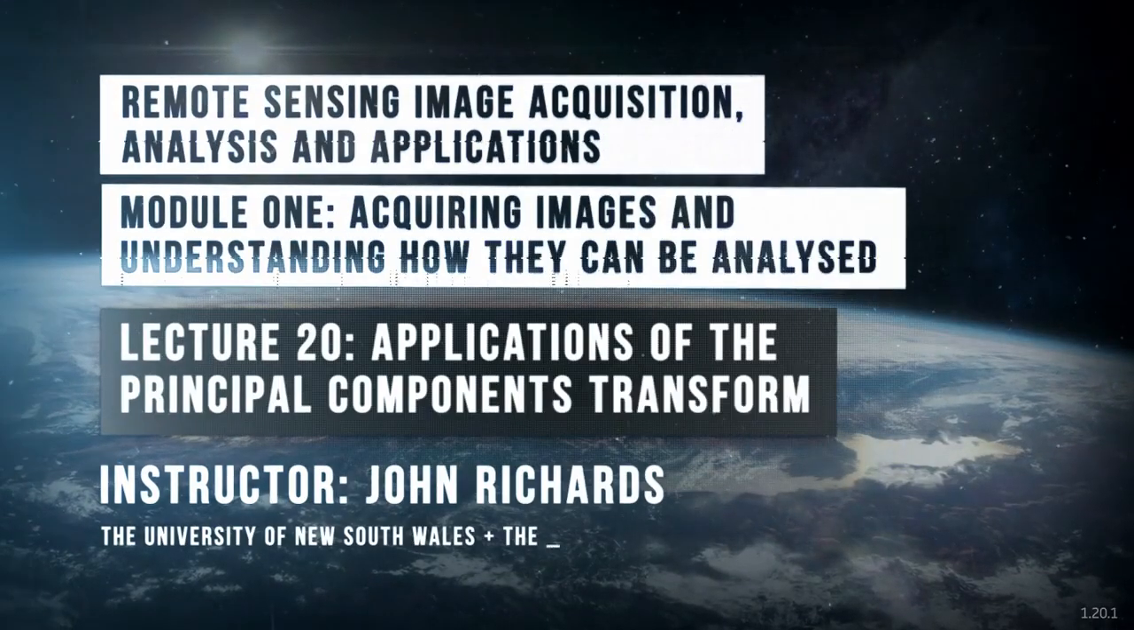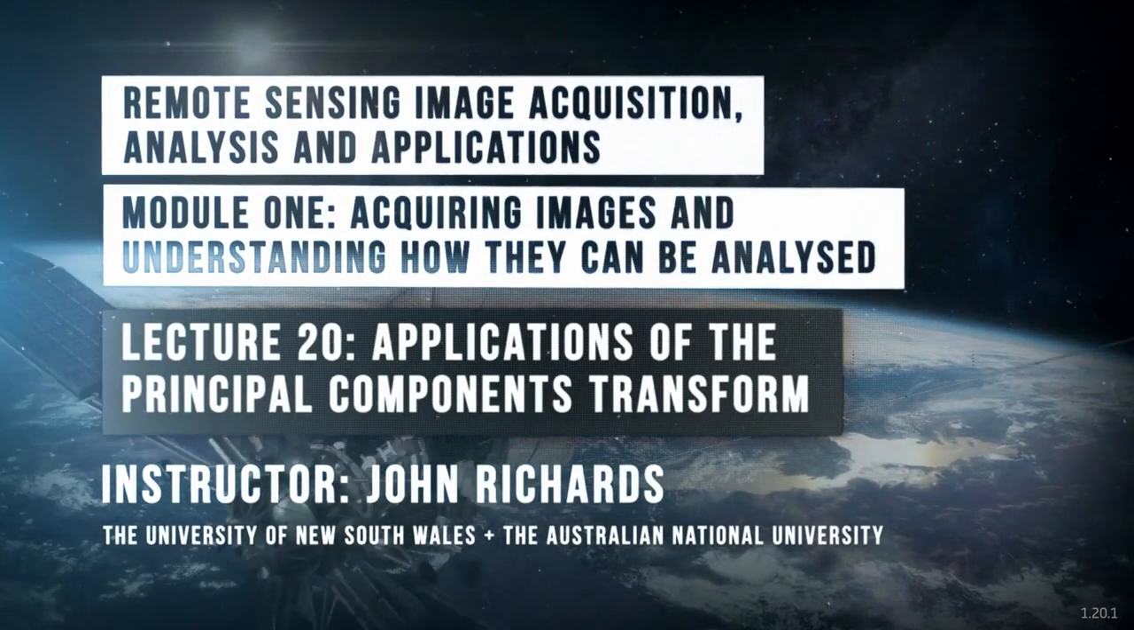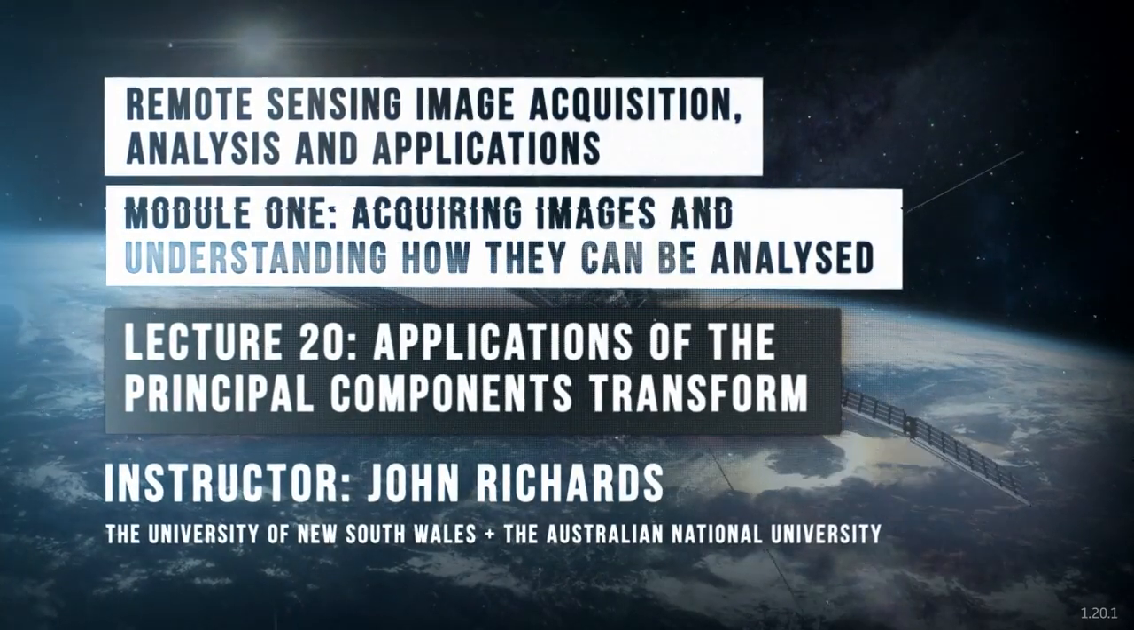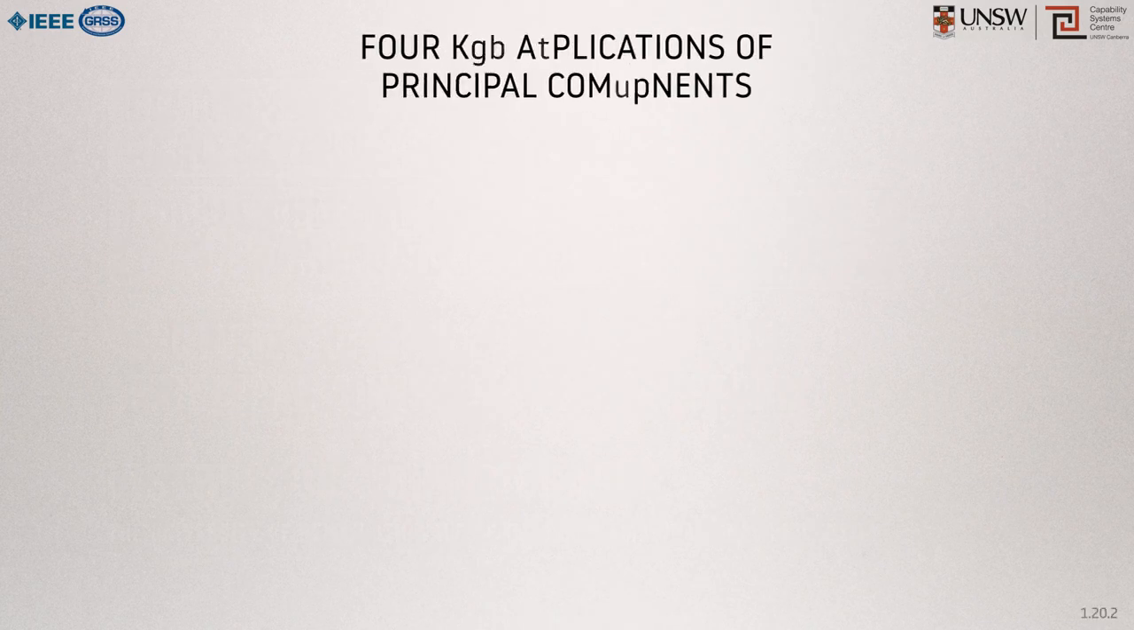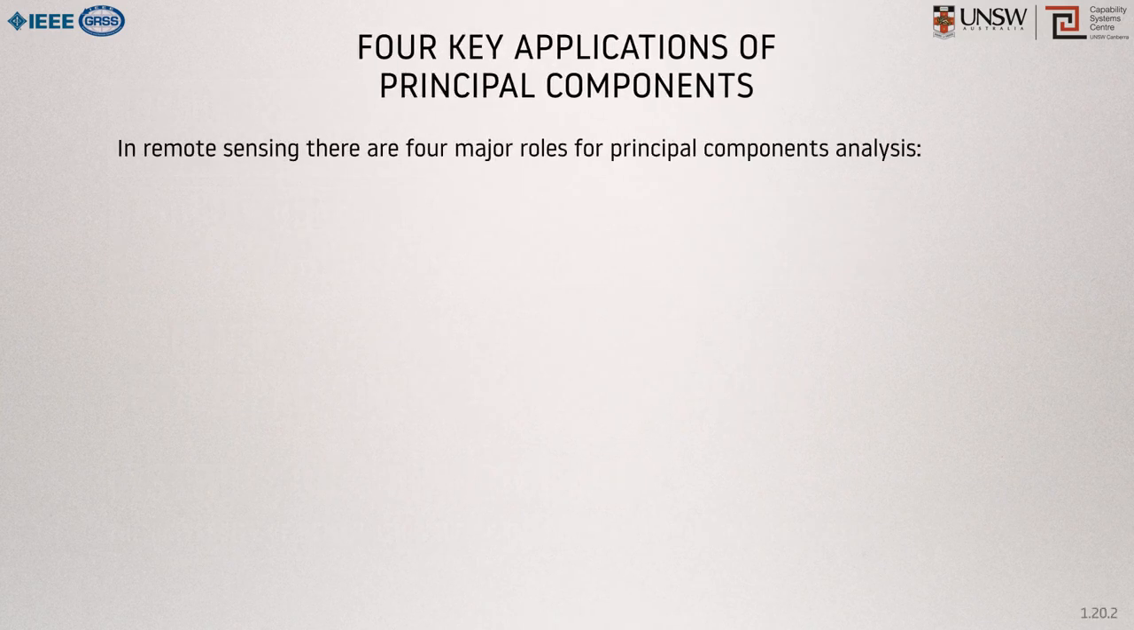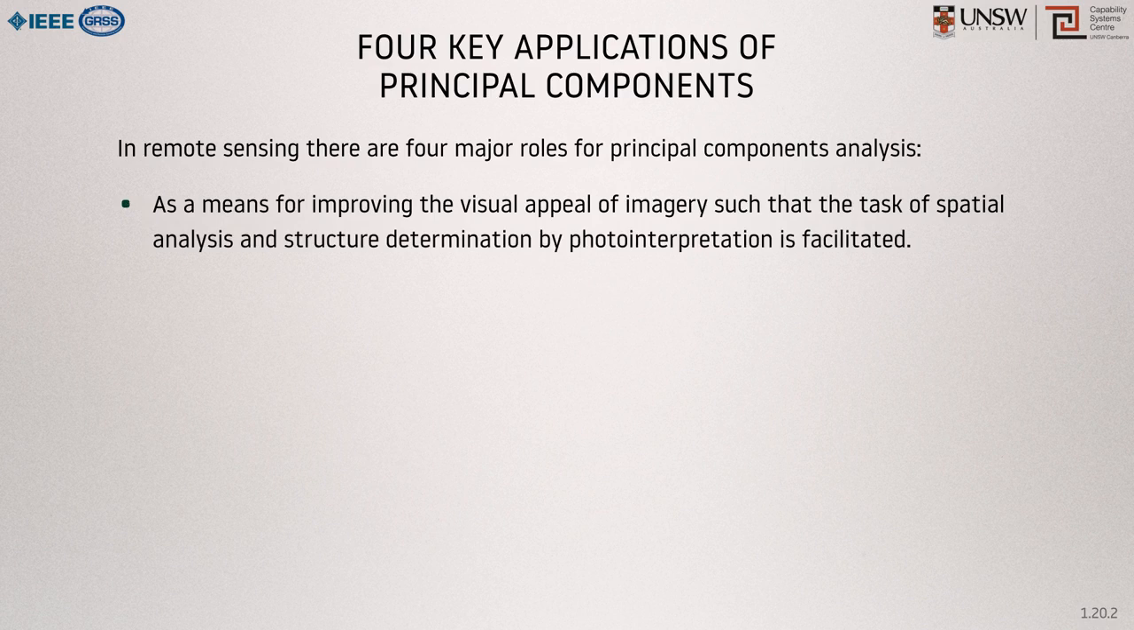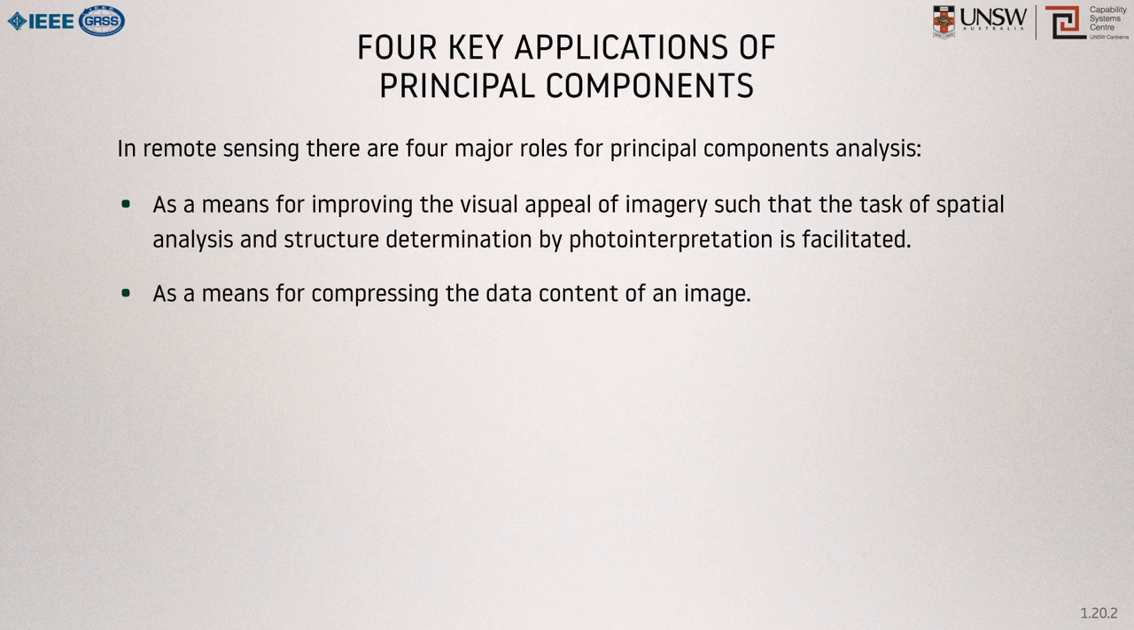We now want to examine a number of applications of principal components analysis to see how it is used in practice. There are essentially four areas in remote sensing image processing where the principal components transform finds application. The first is to produce colour imagery that is easier to interpret manually, particularly when spatial features are important. The second is to compress imagery in terms of data volume to benefit efficient transmission and storage.